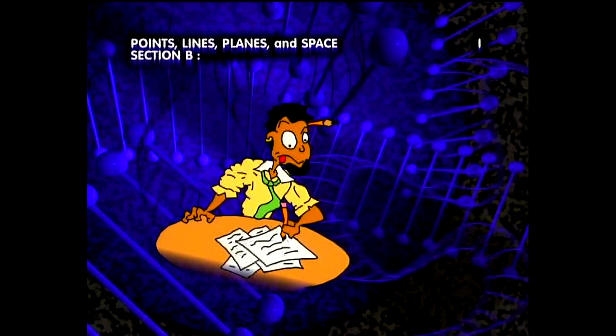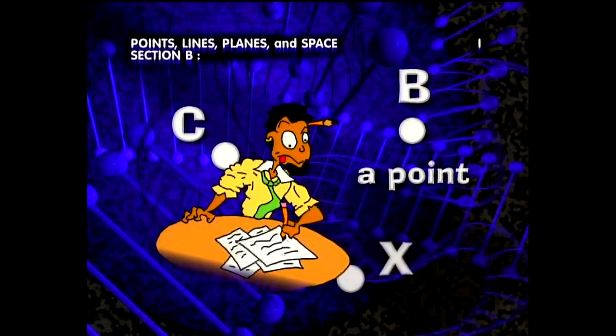In geometry, it doesn't get much more basic than a point. A point is represented by a dot. It has no length, width, or self-esteem. It's just a placeholder, really. We usually name a point with a capital letter, such as B, C, or X.